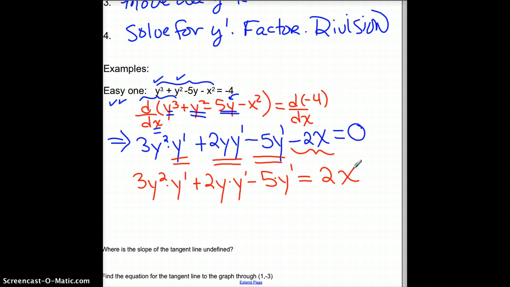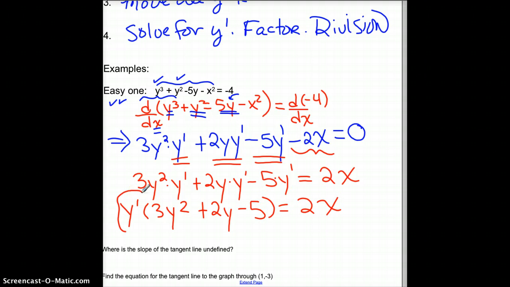And my goal is, again, to solve for y prime. So now I'm going to pull it out of every term. I'm going to factor it. So I get y prime times (3y squared plus 2y minus 5) is equal to 2x. And again, if I want to isolate this, and I'm multiplying it by this quantity right here, to solve for y prime I'd simply divide both sides by 3y squared plus 2y minus 5.